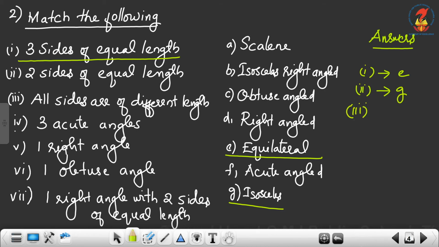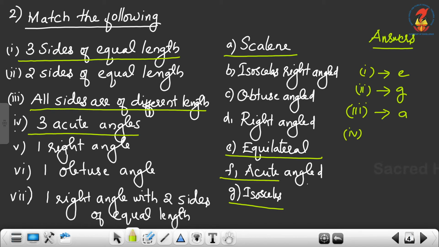Now, third one, all sides are of different length. The three sides are of different length. What is the name of the triangle? It will be a scalene triangle. So, third one, the answer is A, scalene triangle. Now, fourth one, three acute angles. If all the three angles are acute, we can call it an acute angle triangle.